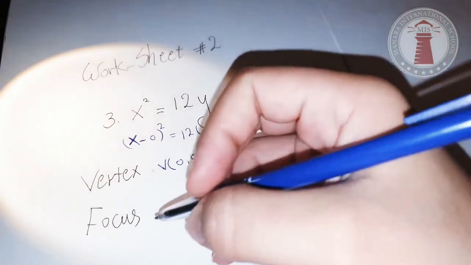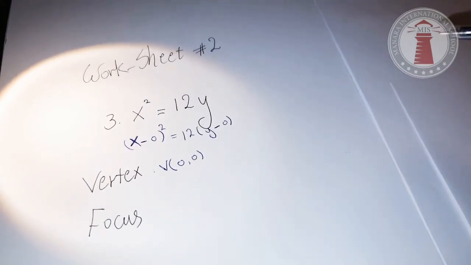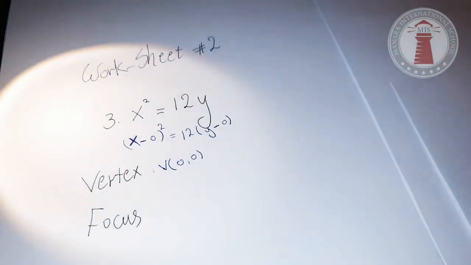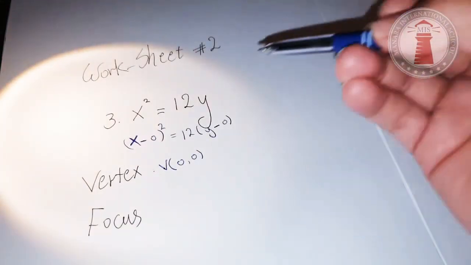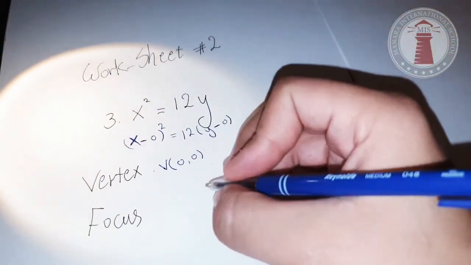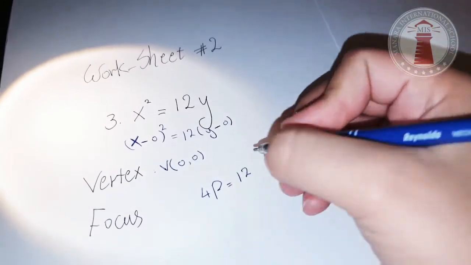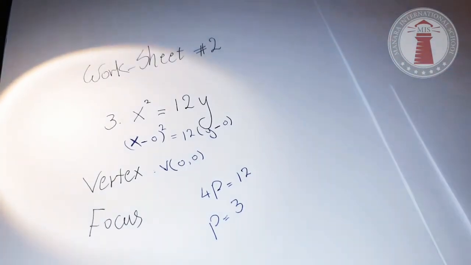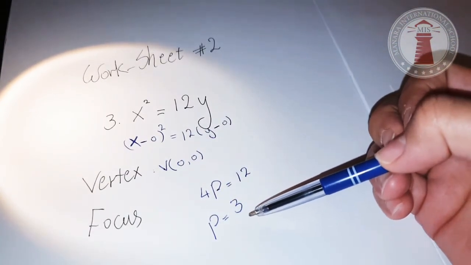Okay, now the focus point. To get the focus point, we need to find p, which is the distance between the focus point and the vertex. Here again is our general formula. Here we have 4p, which is multiplied by y. Now the number multiplied by y here is 12, which means 4p is equal to 12, which makes p equal to 12 over 4, which is 3. So the distance between the focus and the vertex is 3 steps.